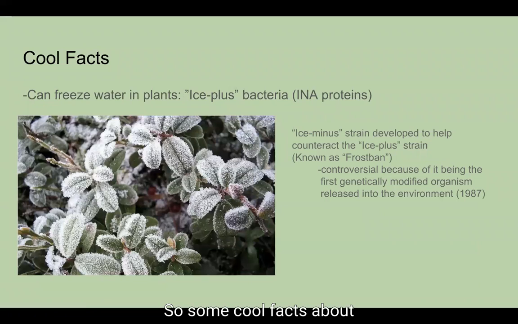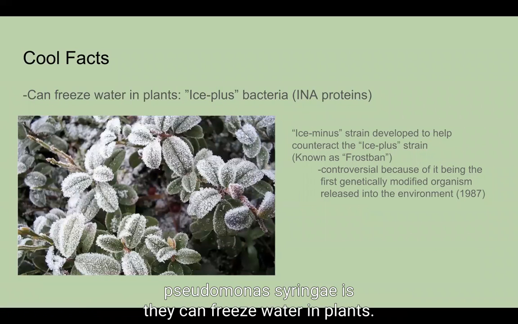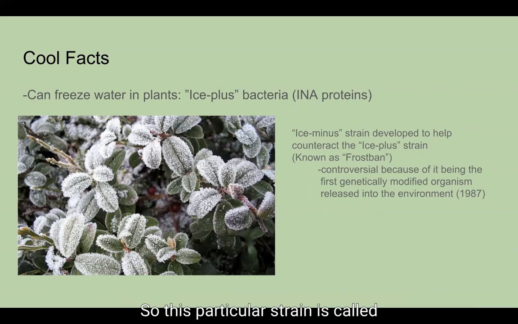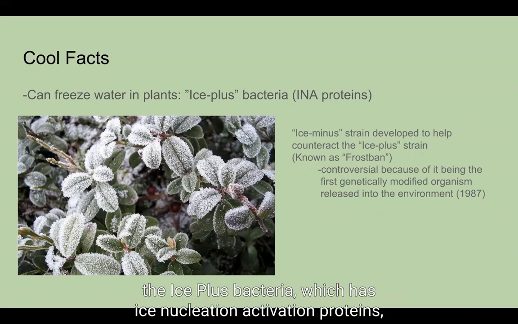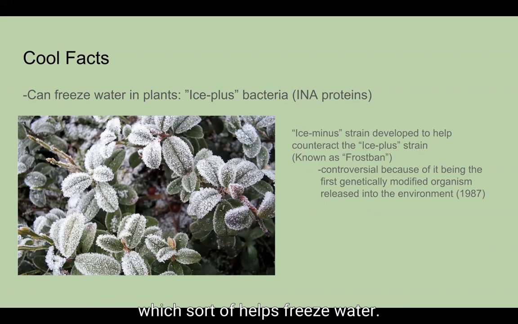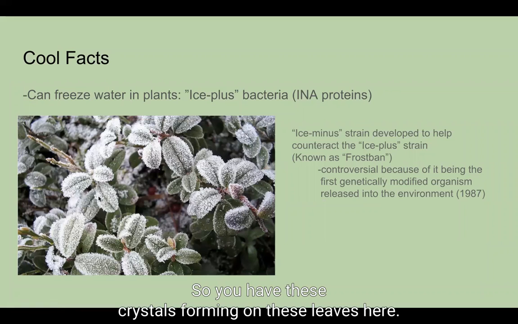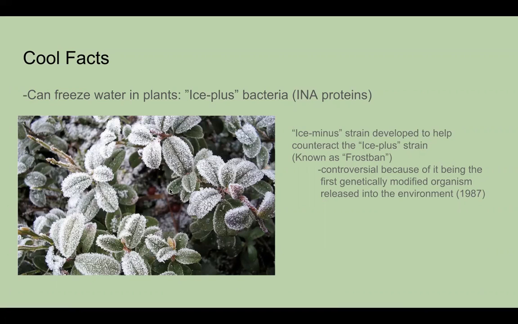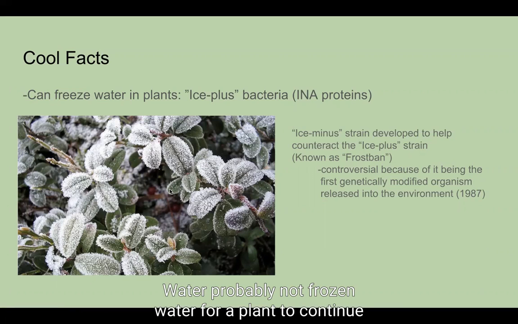So some cool facts about Pseudomonas syringae: it can freeze water in plants. As mentioned before, there's a lot of different strains of Pseudomonas syringae. This particular strain is called the ICE plus bacteria, which has ice nucleation activation proteins, which helps freeze water. So you have these crystals forming on these leaves here. Obviously, this isn't good for the plants, right? You need water, probably not frozen water, for a plant to continue living.